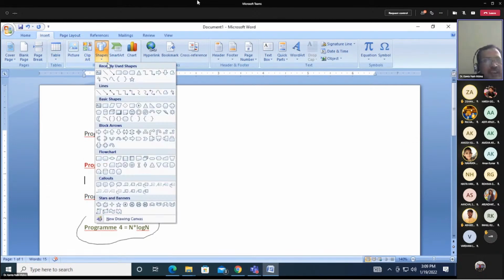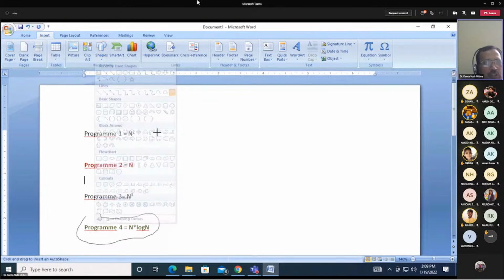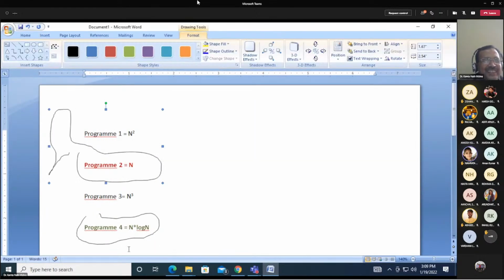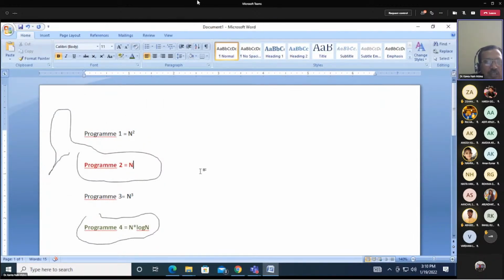So if two algorithms are written, which algorithm is the best one? The algorithm taking more time or the algorithm taking less time? Less time. The algorithm which is taking less time. Is it like if I say n is 100? So if n is 100, the value of program 2 will be 100. And value of program 4 will be how much? n log n, what is the base of log, sir?